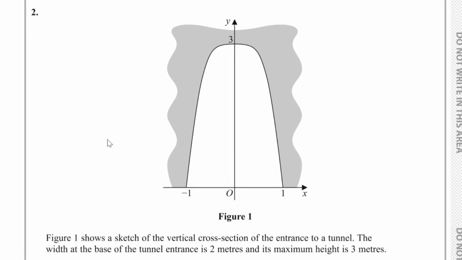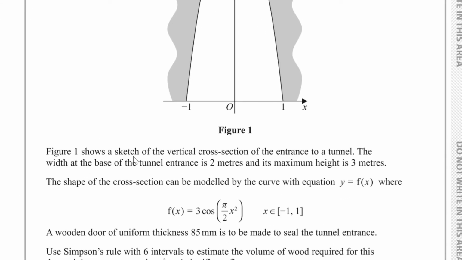Question number 2. Figure 1 shows a sketch of the vertical cross-section of the entrance to a tunnel. The width at the base of the tunnel entrance is 2 meters, and its maximum height is 3 meters. The shape of the cross-section can be modelled by the curve with equation y equals f of x, where f of x is equal to 3 lots of the cosine of pi/2 times x squared, where x is in between -1 and 1.